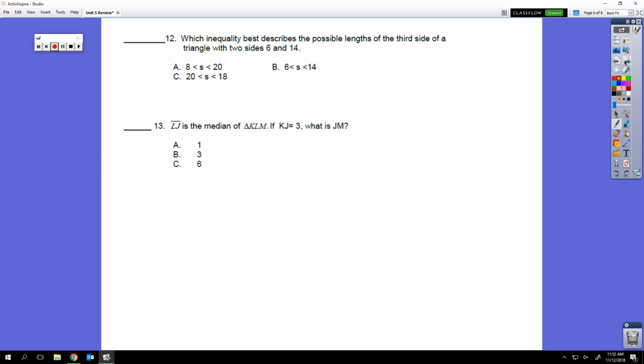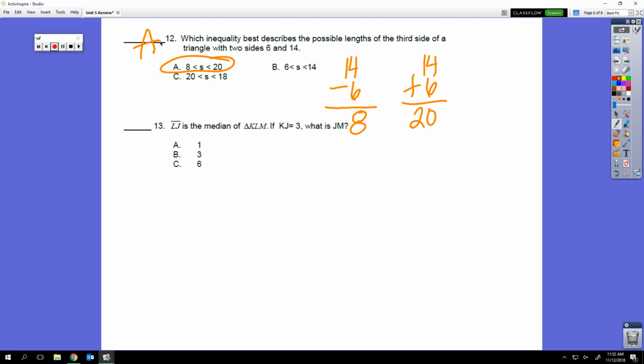Number 12, which inequality best describes the possible lengths of the third side of a triangle with two sides of 6 and 14? So remember, we are going to subtract these two numbers. So 14 minus 6 is 8. And we are going to add those two numbers, just 20. So we're going to have everything from 8 to 20 are possible lengths.